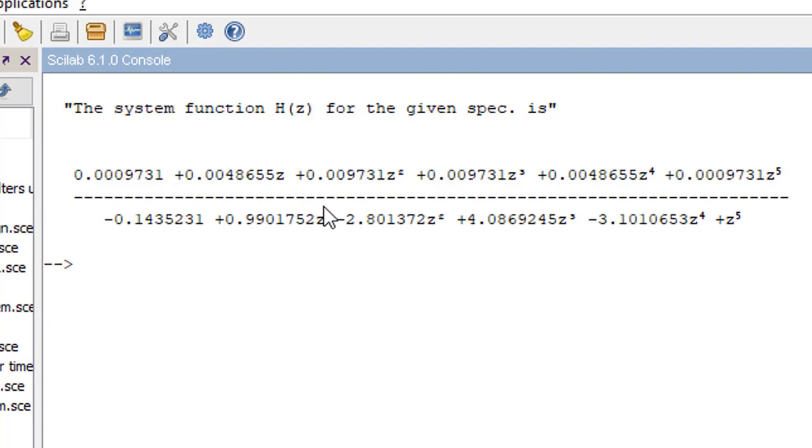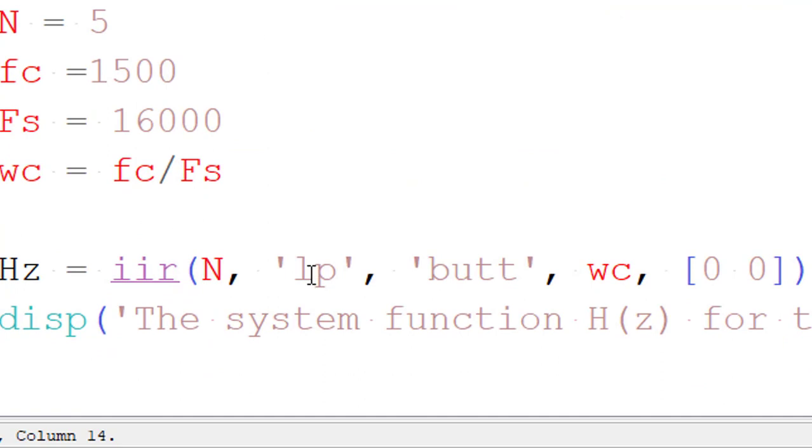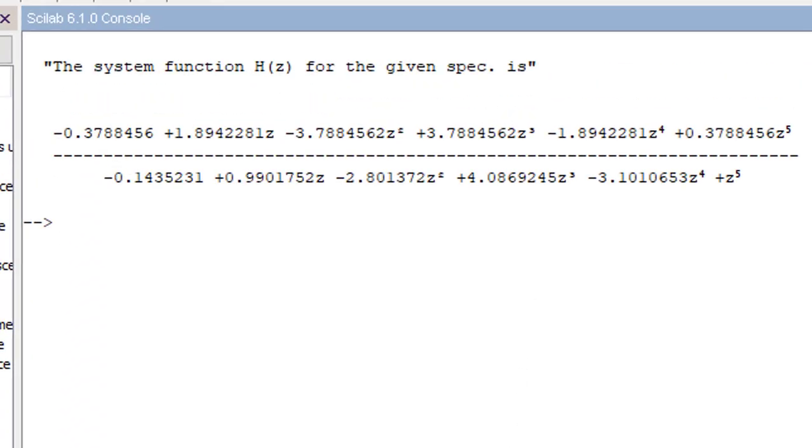Okay. So for the same specification, if you are designing a high pass filter, you just have to replace LP by HP and run it. Go back to the console window. So this is the system function for the high pass filter. Okay, so in an FIR filter we find the impulse response, in an IIR filter we find the system function. So this is how we design an IIR filter in SciLab. Thank you.